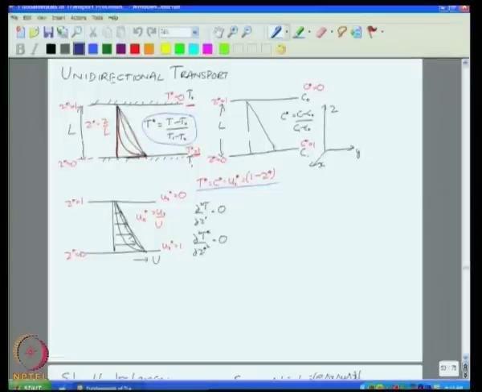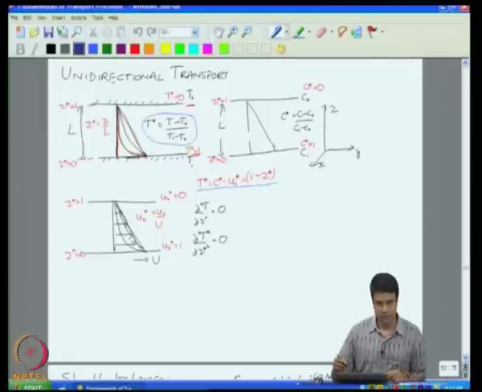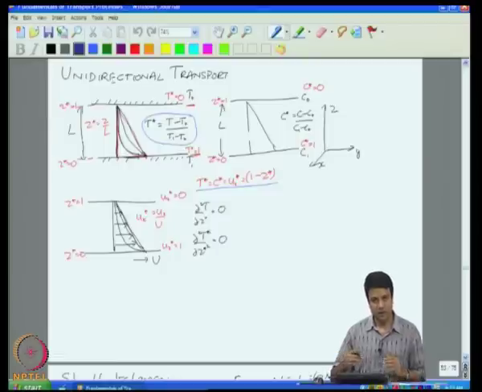So, the basic configuration that we were looking at looked something like this. We were looking at transport in what is called Cartesian coordinates. The x and y coordinates are along the plane, the z coordinate is perpendicular to the plane, and we considered the system to be bounded by flat surfaces in the z direction, so that there is nothing changing in the x and y directions, everything is a constant in those two directions, there is transport taking place only in the z direction.